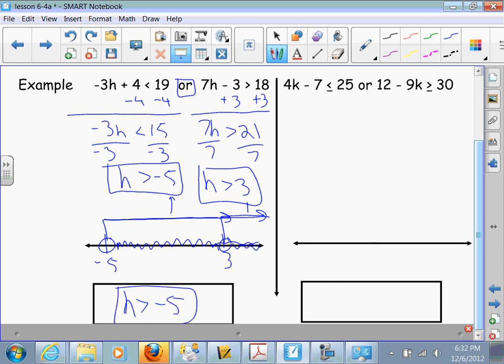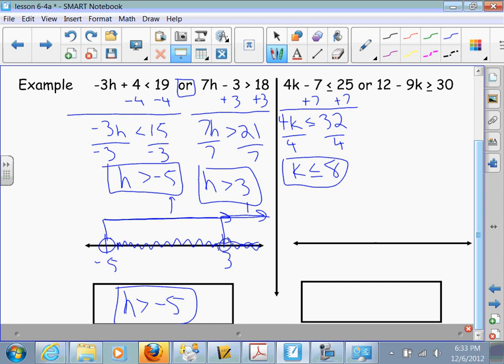All right, one more example like this, and then we'll be done. Take a look. I got 4k minus 7 is less than or equal to 25. So the first thing that I'm going to do is add 7 to both sides, plus 7, plus 7. That gives me 4k is less than or equal to 32. If I divide by 4, I get k is less than or equal to 8. This is one of my solutions.